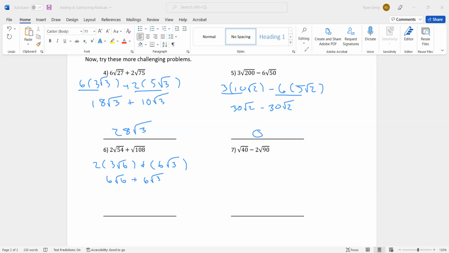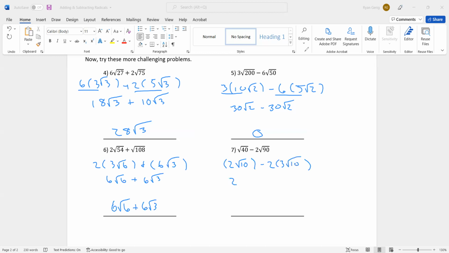Don't fall for the trick here. You can't put those together. That's your answer. So it's 6 radical 6 plus 6 radical 3. Last one. Square root of 40 minus 2 times the square root of 90. Square root of 40 is 2 radical 10. Square root of 90 is 3 radical 10.